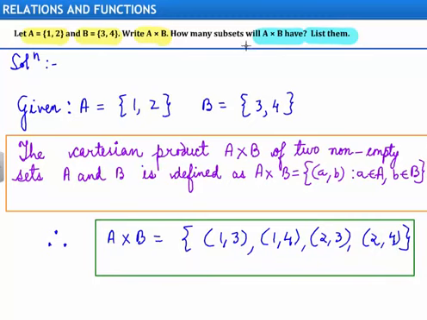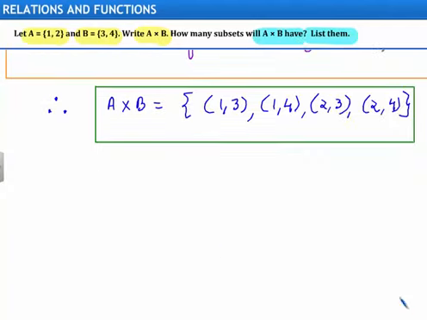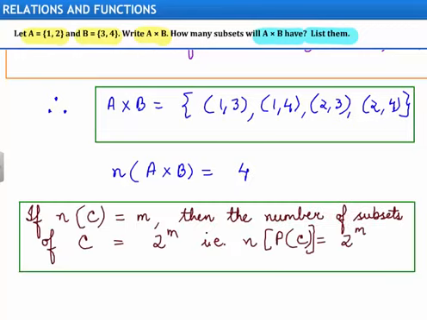Now we have to say how many subsets will A cross B have. So let us find the number of ordered pairs of A cross B. So n of A cross B will be equal to 4 because there are 4 ordered pairs. We know that if C is a non-empty set and n of C is equal to m, then the number of subsets of C is equal to 2 raised to the power of m. That is, n of P of C is equal to 2 to the power m, where P of C is the power set of C, that is the set of all the subsets of the set C.